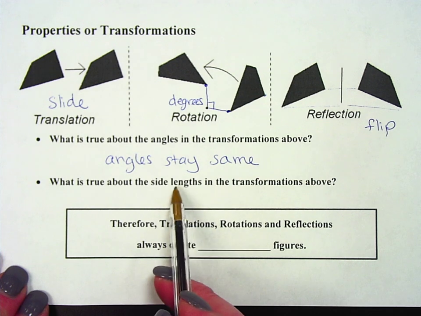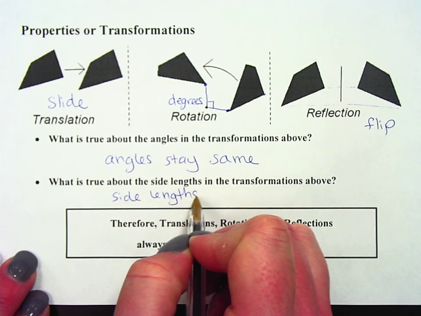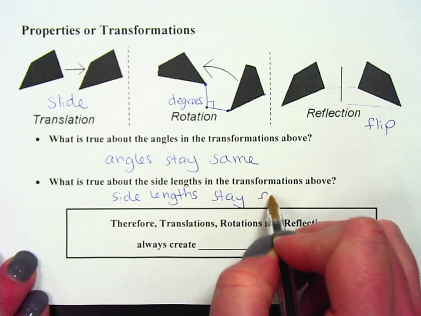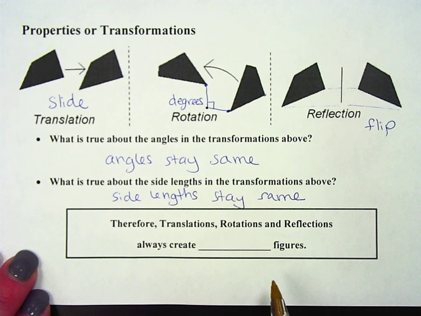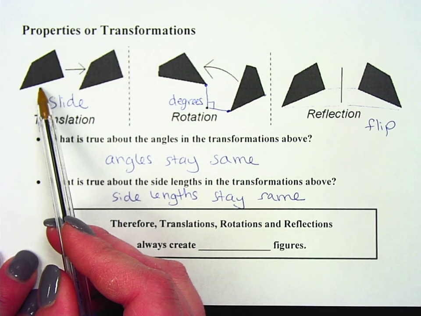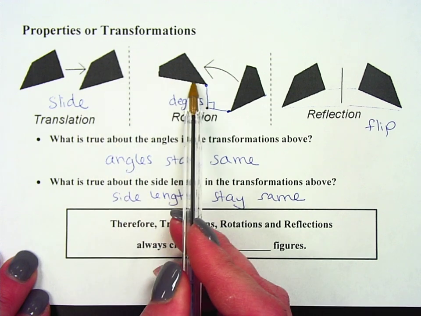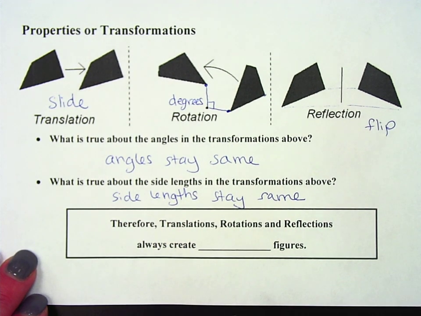Same thing with my side lengths. Side lengths stay the same. And all of the ones where we've created them, either we've drawn on a coordinate grid, or we drew them with our protractor, this side length is still the same in every picture. This length remained consistent. Whether I flipped it, I slid it, or I turned it on its side, that bottom length was still always the same.